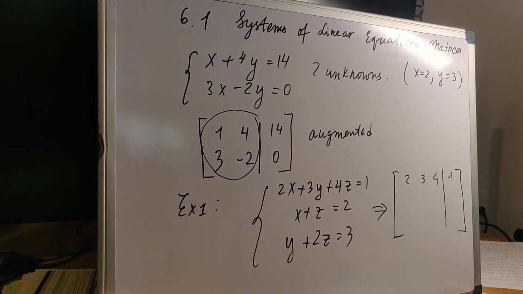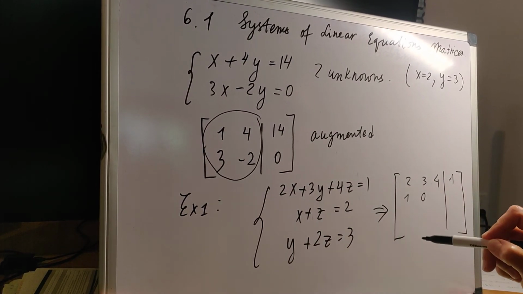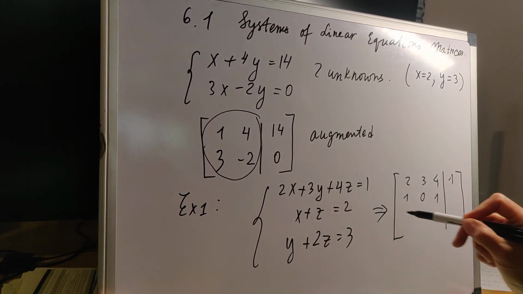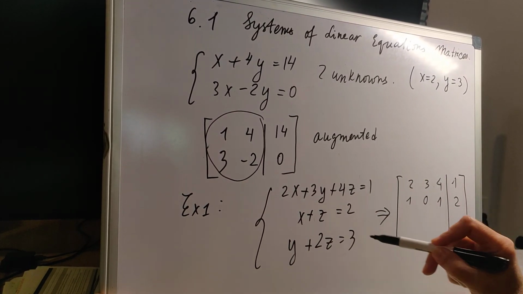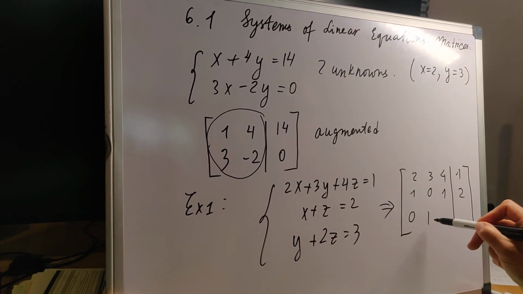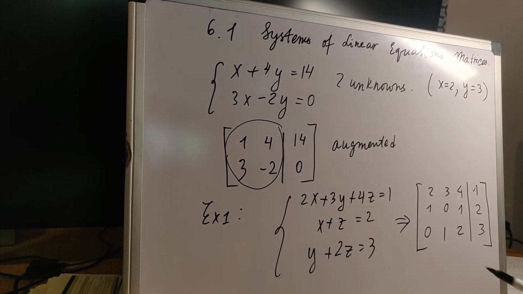Close the square brackets. Here we do have x, but we don't have y. We are going to put 0 instead of y when we don't have the variable. The z coefficient is also 1, and we do have 2 on the right side. Here we don't have x, so we are going to put 0 for x, and 1 for y, and 2 for z, and 3 on the right side. So we just converted it.